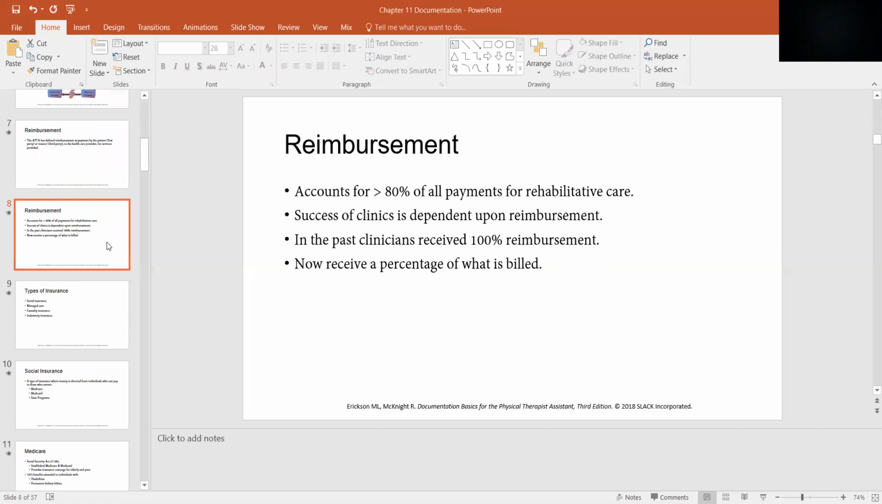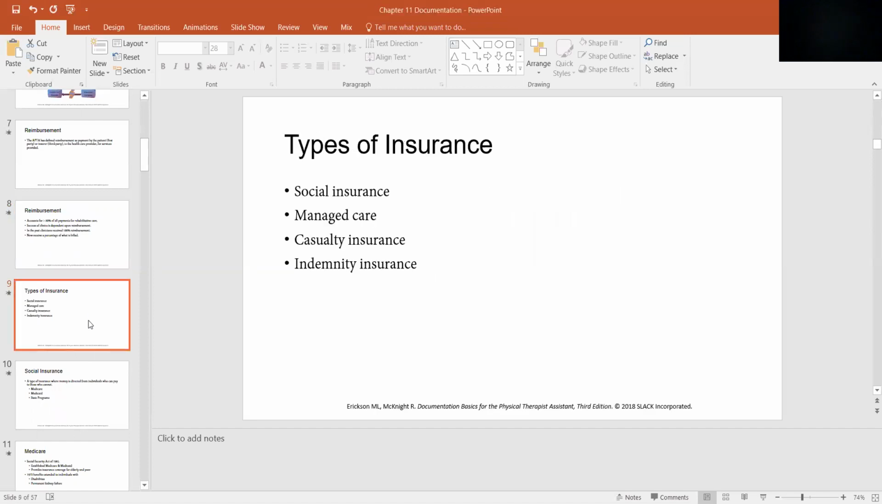So reimbursement is accounting for greater than 80% of all payments in rehab. The success of the clinic is dependent upon reimbursement. In the past, I would say this was in the 90s. In the 2000s, it probably changed. Maybe in the late 90s, it started changing. Clinicians would get 100% of what we billed out, we would get in. Now we get a percentage of what is billed.